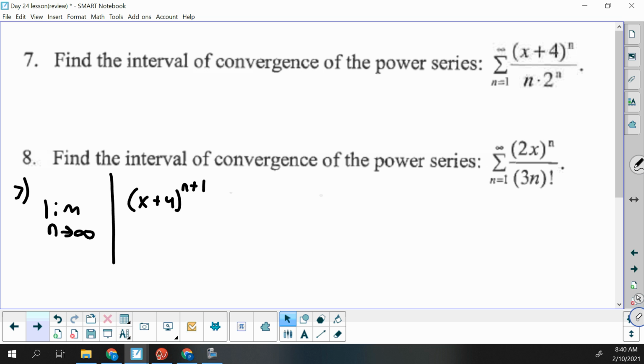And again, this is number 7 we're doing. Over n plus 1 times 2 to the n plus 1. We're going to divide, so we'll do a keep change flip. So we'll end up with times, for our current term, 2 to the n times 2 to the n over x plus 4 to the n.